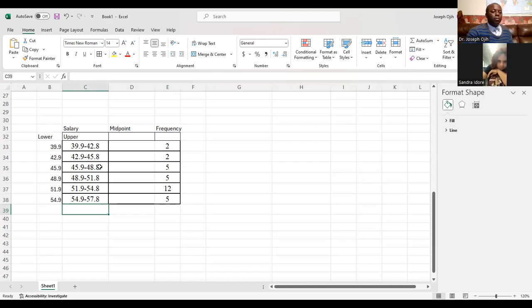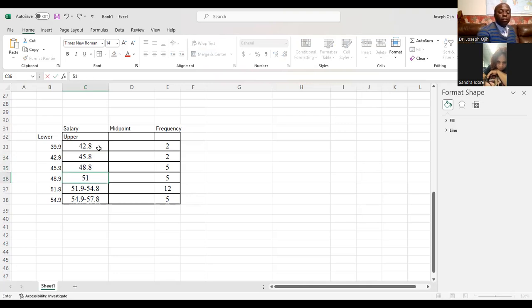So let me type them in. Usually, if you have the class size, you can just use it to put them in. 42.8, this one is 45.8, this one is 48.8, this one is 51.8, then 54.8.